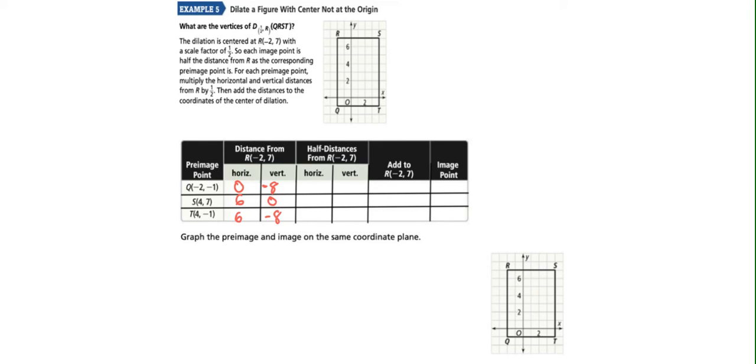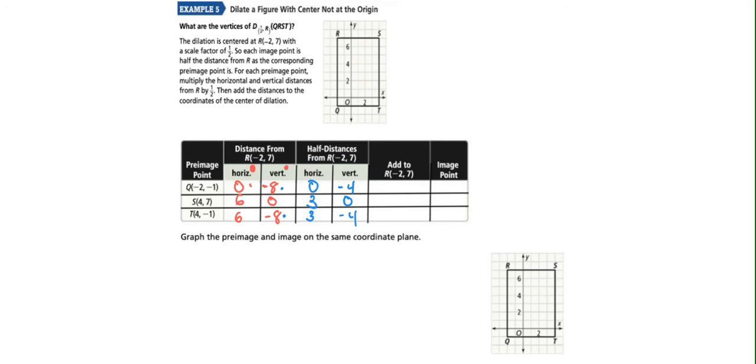Now we need to multiply these horizontal and vertical distances from R that we just found by 1/2 because our dilation is 1/2, right? So now 0 times 1/2 is 0. Now -8 times 1/2 is -4. 6 times 1/2 is 3. 0 times 1/2 is 0. 6 times 1/2 is 3. And then -8 times 1/2 is -4.